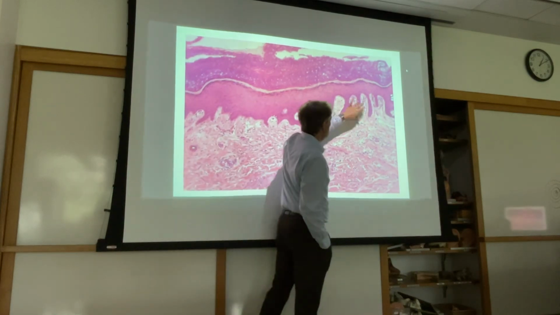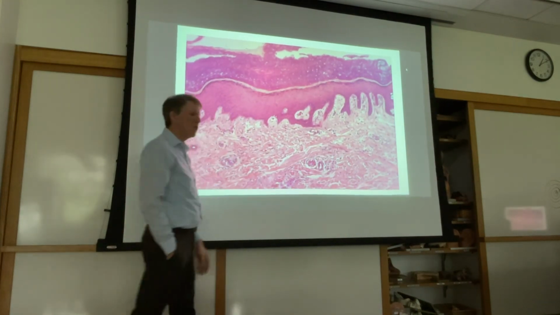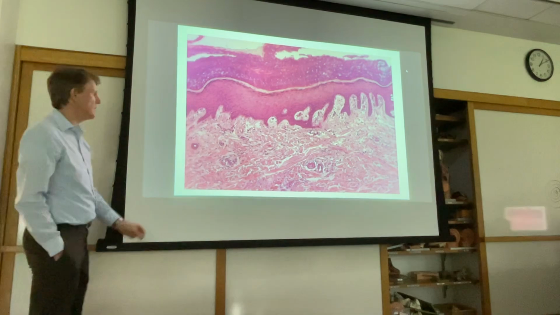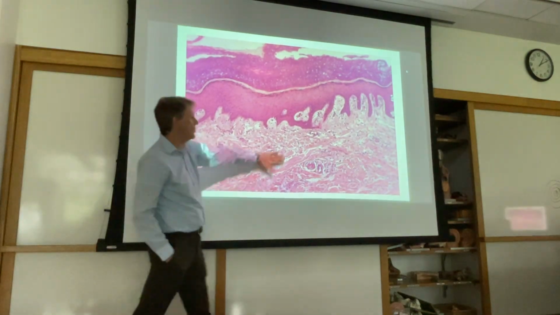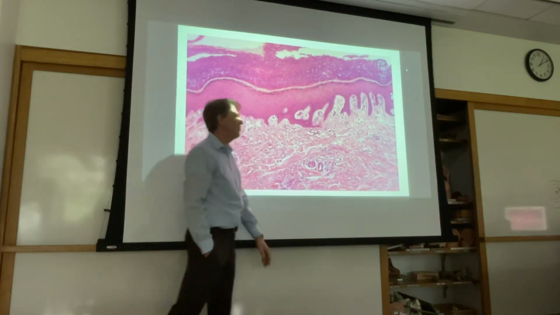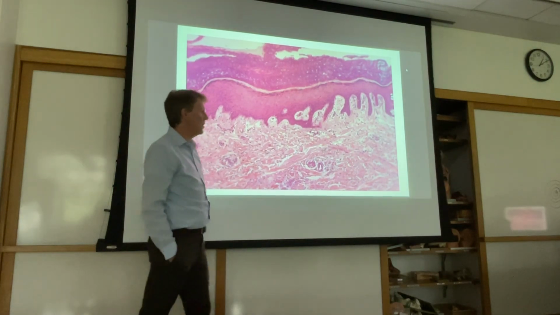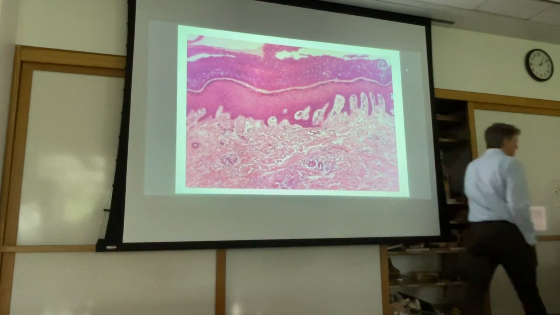Where these hills are, those would be the dermal papillae, or if you want to call it the papillary region, either one's fine. And then down in here, this would all be reticular region. And that's where you'd find the dense, irregular connective tissue.